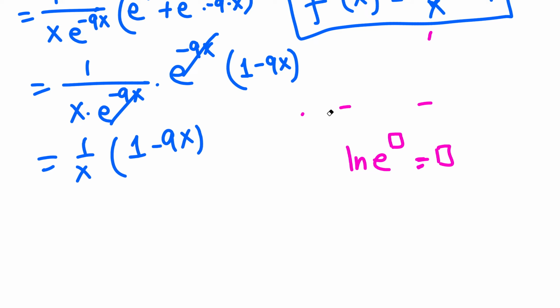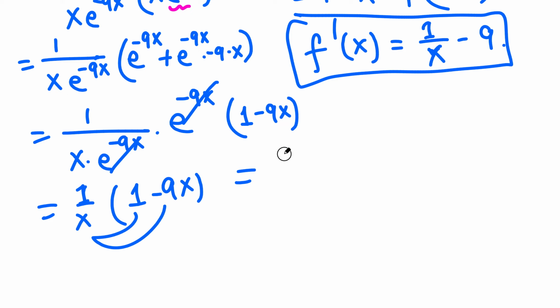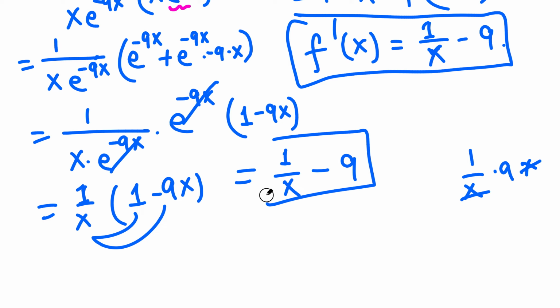Now we can simplify further just to match with this answer. These steps are not needed, just to make sure. When we distribute, 1 over x times 1 is 1 over x, minus 1 over x times 9x. The x cancels, leaving 9. So we have the same answer.